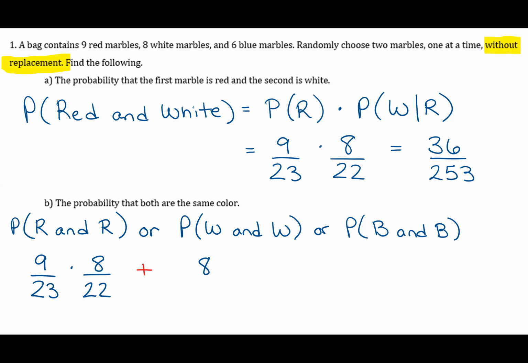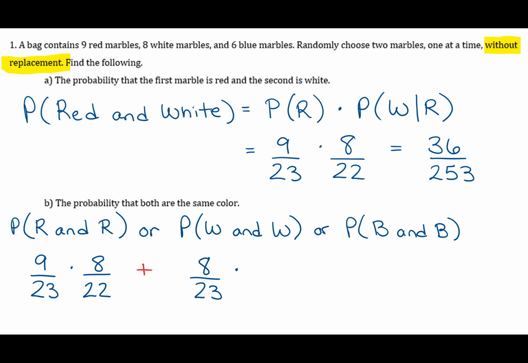Then for white and white, since we're putting together all of these different outcomes that can satisfy the event, basically the word "or" means that we're going to add up all of those in between.